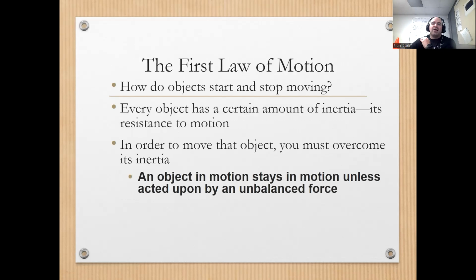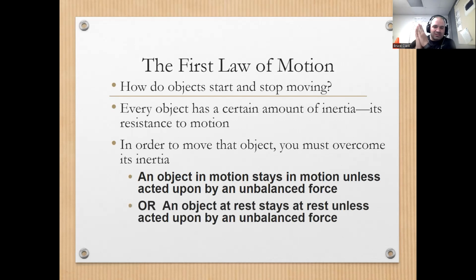First law of motion. An object in motion tends to stay in motion unless acted upon by an outside force, or an object is going to stay at rest unless it's acted upon by an outside force as well. This is the whole idea of inertia. Your inertia is your tendency to resist changes in motion. Things that are more massive have a larger inertia. You've known that as you're trying to push a really heavy sled, it takes a lot of energy to get it going. It also takes a lot of energy to stop it versus something that's very light.